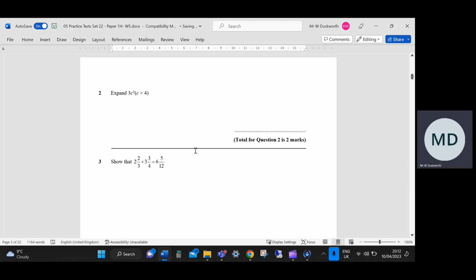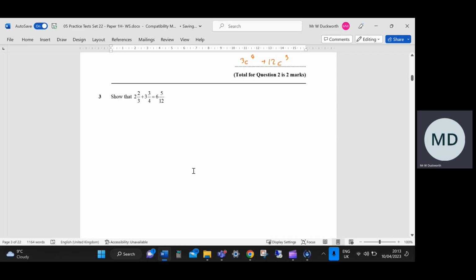Okay, question 2, expand 3c cubed multiplied by c plus 4. So I'm doing 3c cubed times by c is going to give me 3c to the power 4, and then 3c to the power 3 times by 4 is going to be equal to 12c cubed.